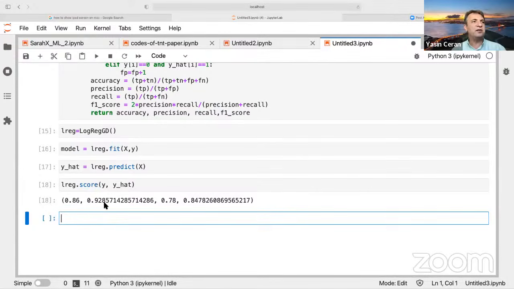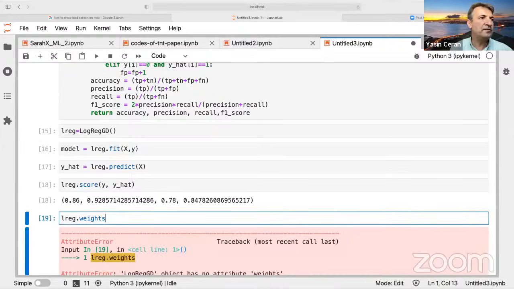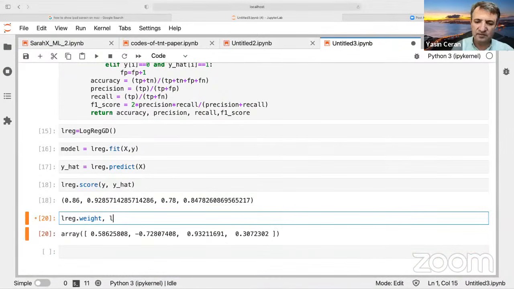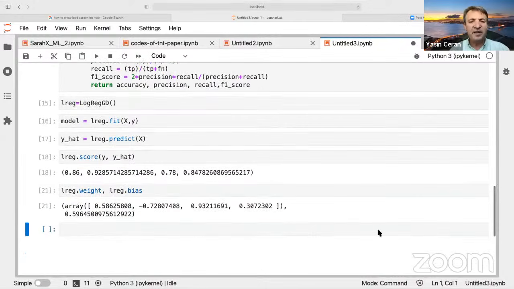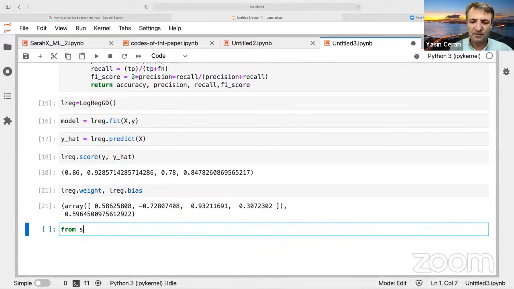So accuracy, what was that? Precision, recall, and F1 score. Now, what I'm curious is, let's check the weights. These are the weights, and you see there are 4 weights because we had 4 attributes and bias. Okay, now let's do this. Okay, let's import scikit-learn and then compare our results from scikit-learn linear model logistic regression.